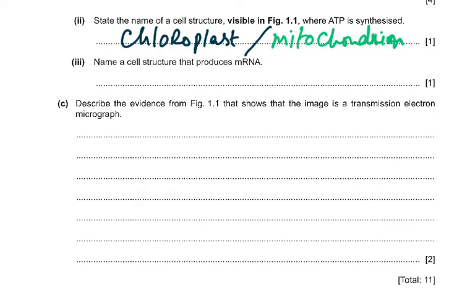Name a cell structure that produces RNA. Well, where will RNA be produced? Wherever there has to be DNA and there has to be ribosome. These two things will be present. If DNA and ribosomes are present, only then can mRNA be made. So where can mRNA be made? It's only going to be the nucleus.